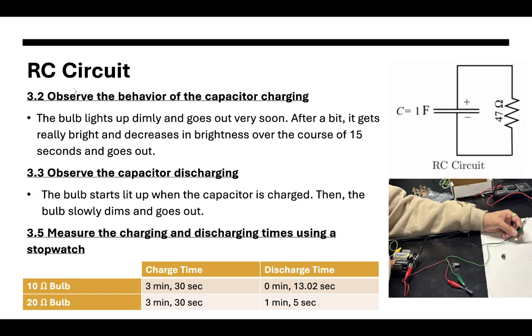Now to the RC circuit. Observe the behavior of the capacitor charging. The bulb lights up dimly and goes out very soon. After a bit, it gets really bright and decreases in brightness over the course of 15 seconds and goes out. And then for discharging, the bulb starts lit up when the capacitor is charged. Then the bulb slowly dims and goes out as it is discharging.